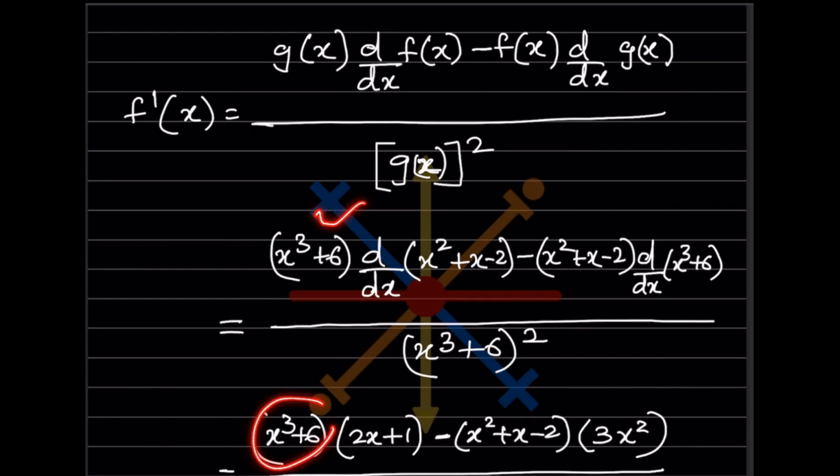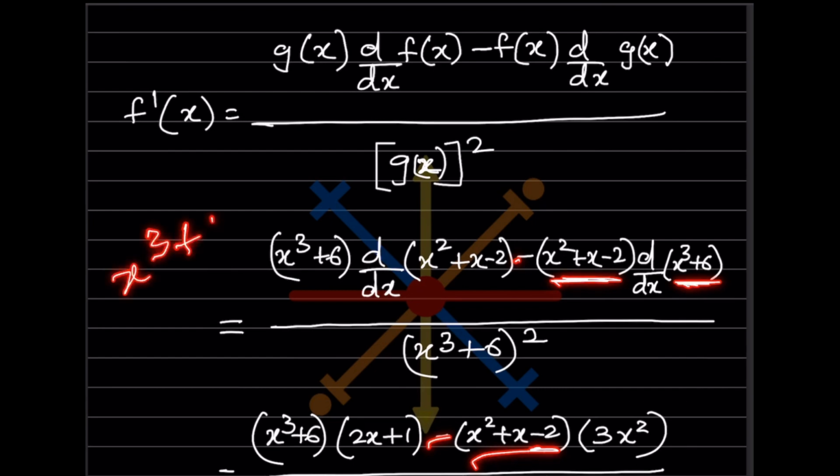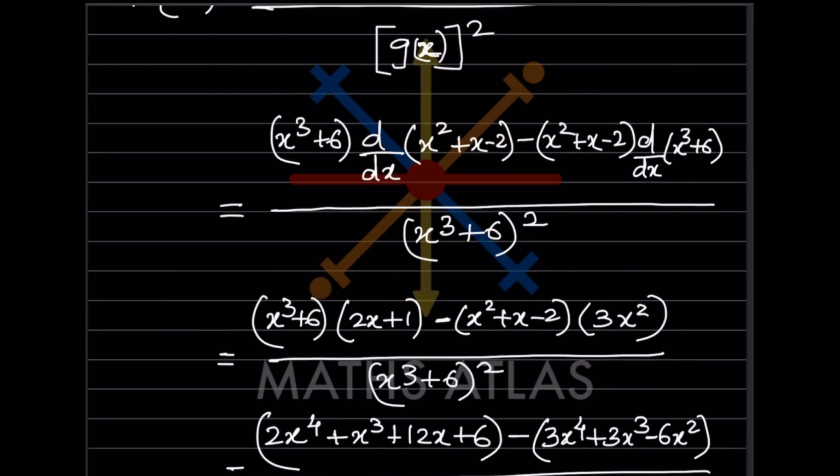So now what will you write? This part you are going to write as it is. You are going to take the derivative of this, and the derivative of this will be 2x for this part, and this is just x, which is going to be 1. And here minus, this whole thing as it is, and the derivative of this x cubed plus 6 is going to be 3 into x raised to 3 minus 1, plus 6 means 0, so 3x squared. So here, divided by x cubed plus 6, whole bracket squared.